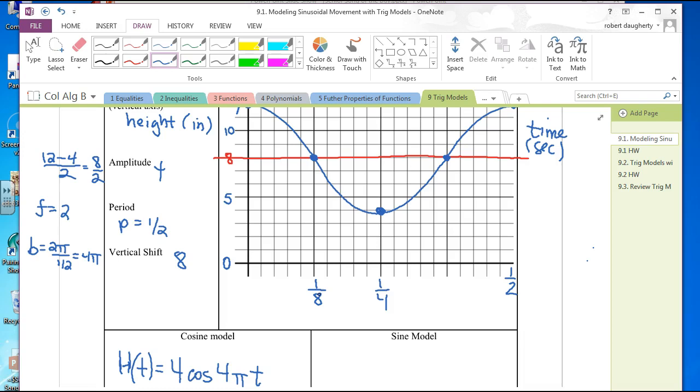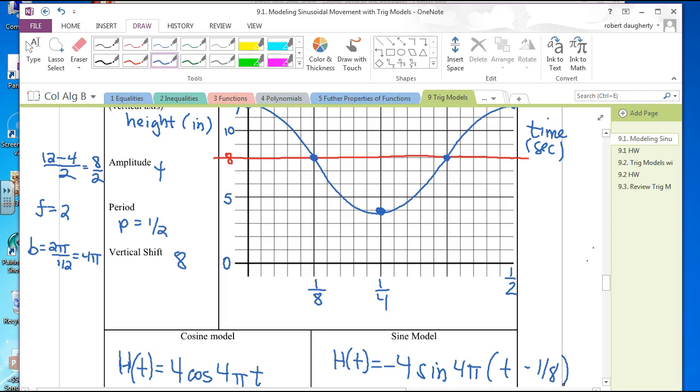So the sine model is going to be h of t equals, the amplitude doesn't change, it's just a reflected sine: negative 4 sine of 4 pi times t minus 1/8.